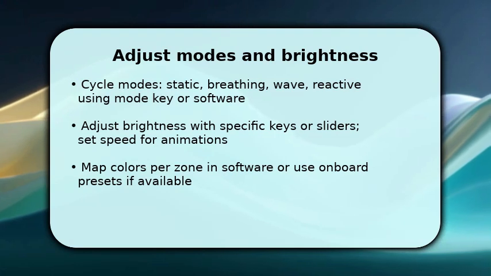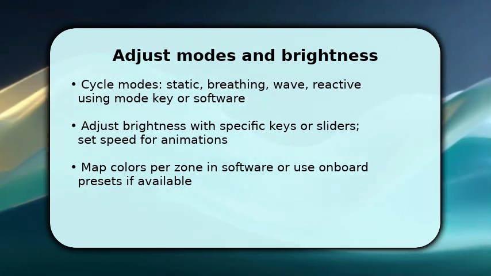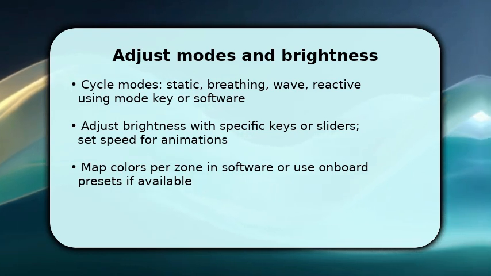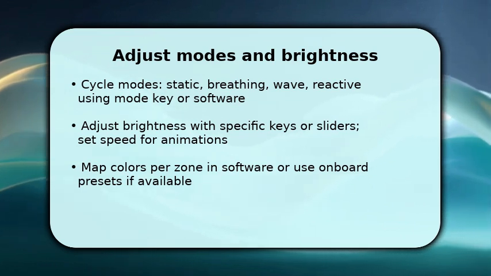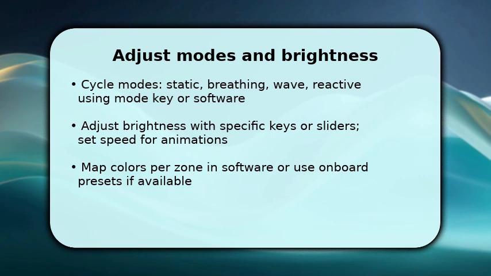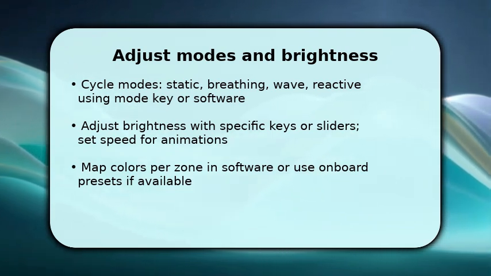Now refine how it lights. Cycle through lighting modes so you see static, breathing, wave, or reactive behaviors. This helps identify the exact control method. Once you have a mode, adjust brightness with the dedicated keys or the app slider. Lower brightness saves battery, higher improves visibility.